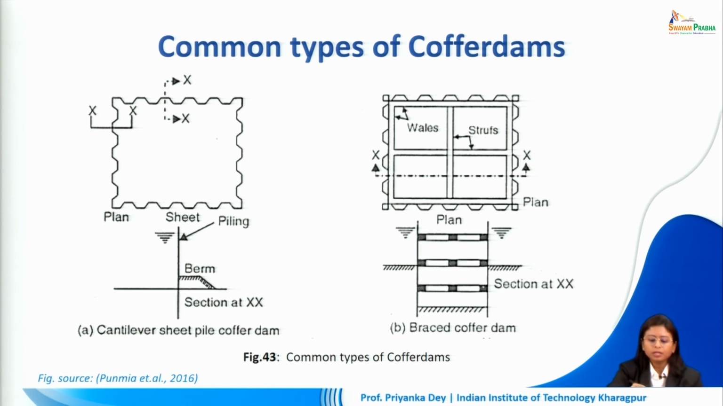can have the cantilever sheet pile. Here there are no members that are supporting these sheets. They are being held in position in cantilever format. They are holding each other. We can also use braces and struts to support the sheet piles in position. Here we have struts supporting the sheet piles.